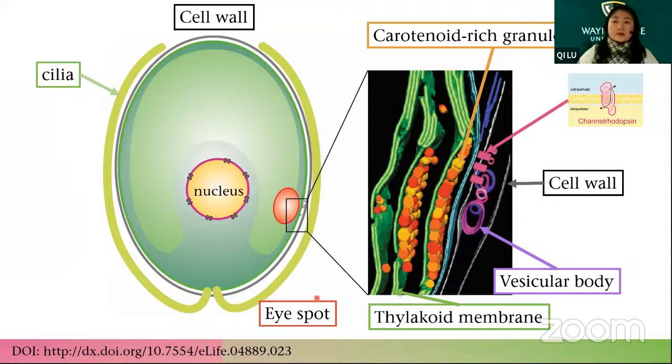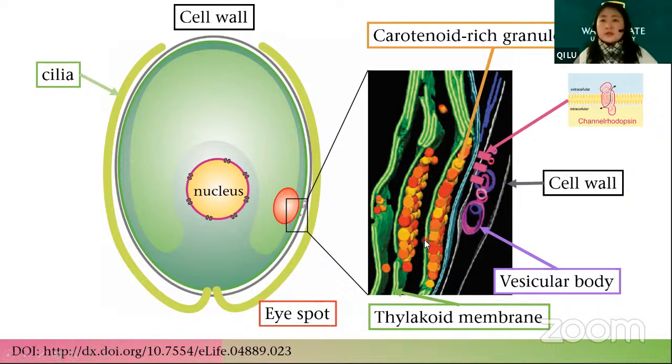So when we go back to see that the channelrhodopsin is located on the plasma membrane, and between the membrane and the cell wall, there are some vesicular bodies located here.